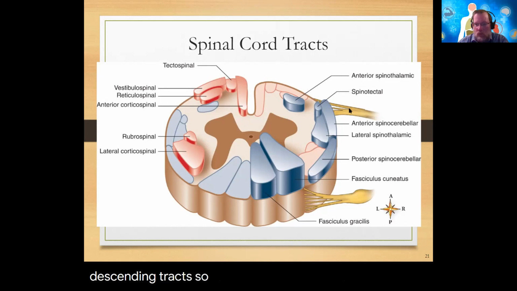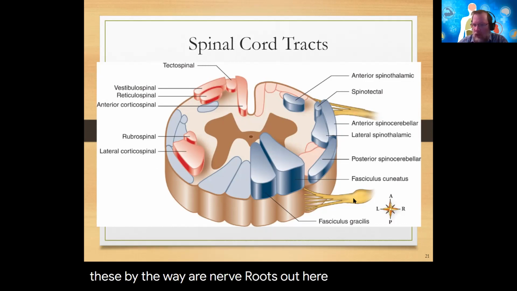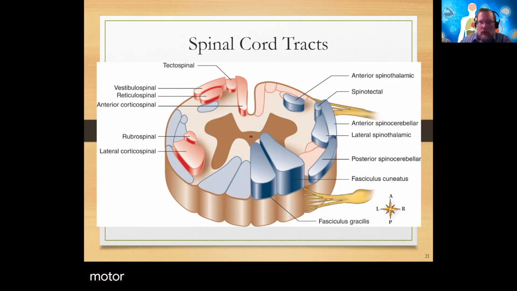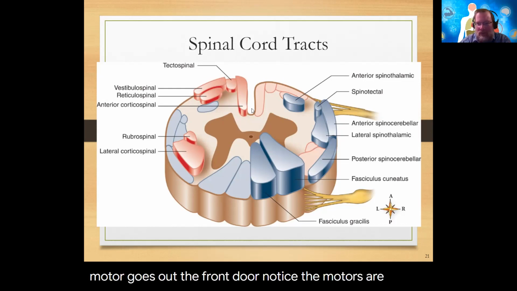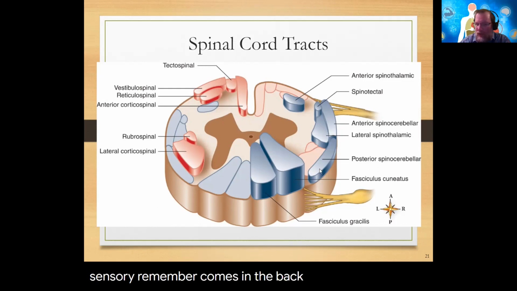So where does the motor pathway go? These, by the way, are nerve roots out here. Notice the motor tracts. Remember, motor goes out the front. Motor goes out the front door. Notice the motor tracts are primarily isolated toward the front of the spinal cord. Sensory, remember, comes in the back door.